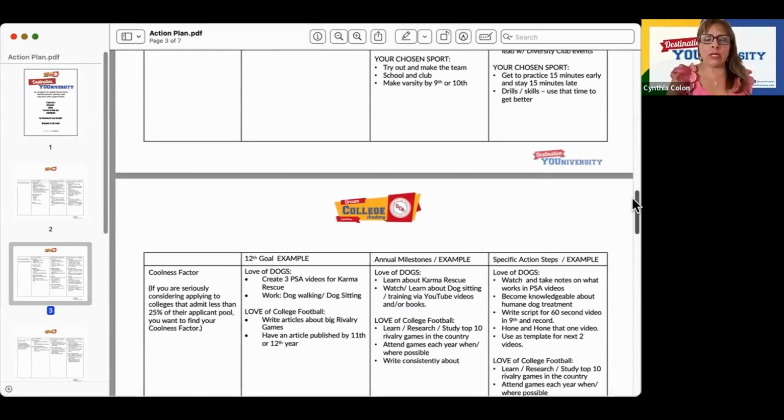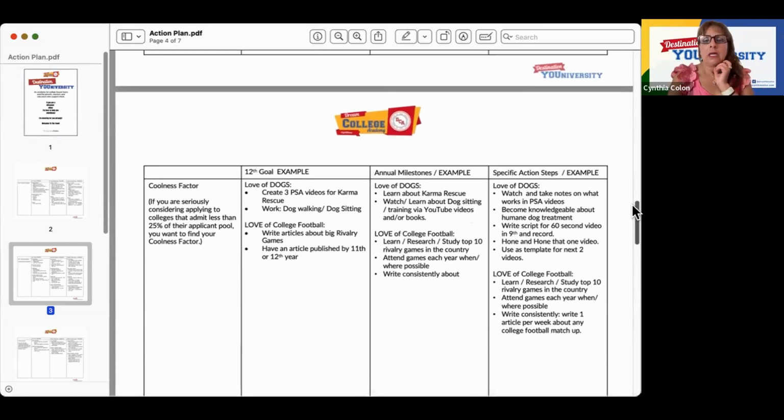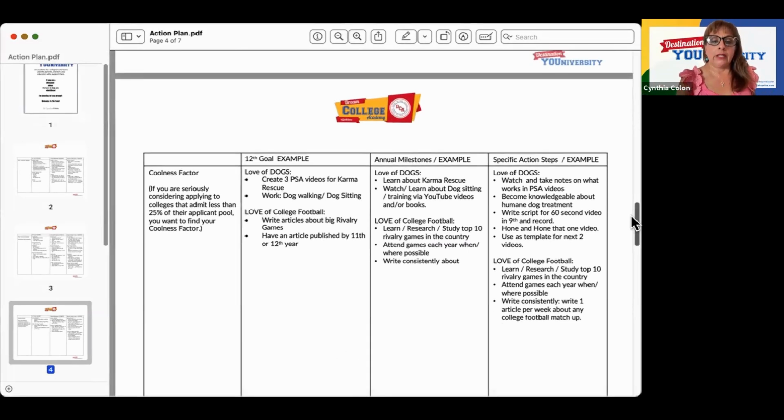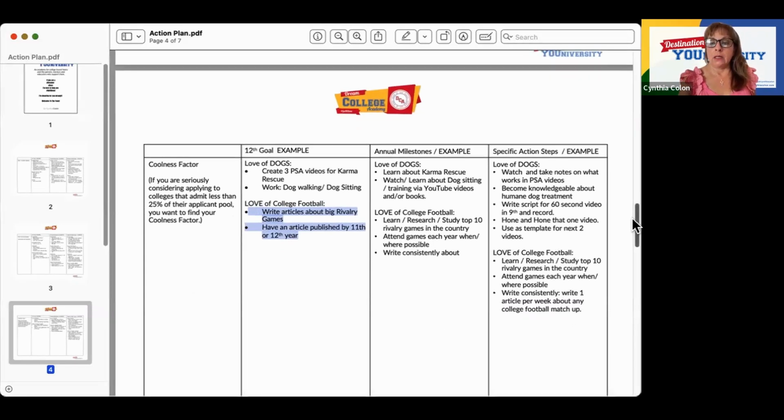And then we have here the coolness factor. I have the wrong glasses on for this. So this is just an example of a coolness factor, which we'll go into tomorrow. But you have to think, okay, if I want to, so this would be me, right? I love college football. So I want to write articles about big rivalry games and have an article published by 11th or 12th grade. So these are some steps I might take to get to a coolness factor. Okay. So this is that.